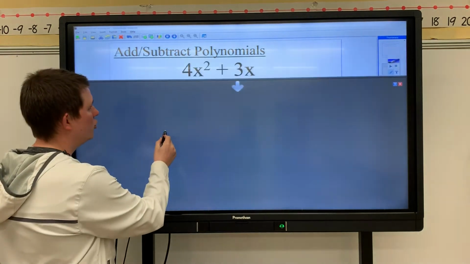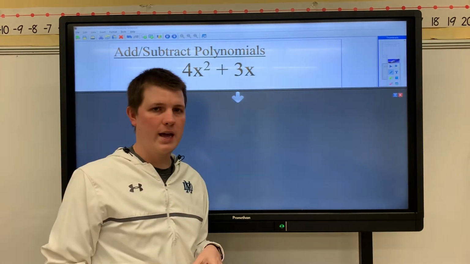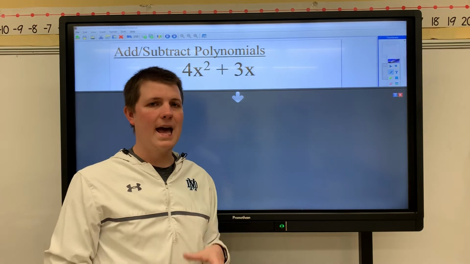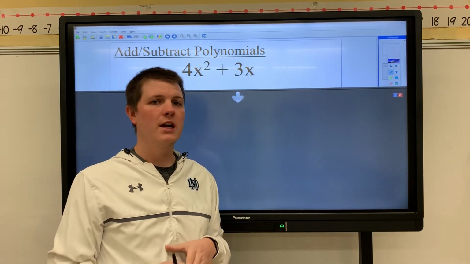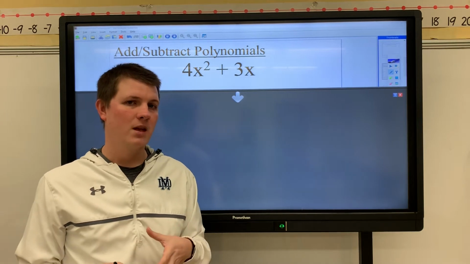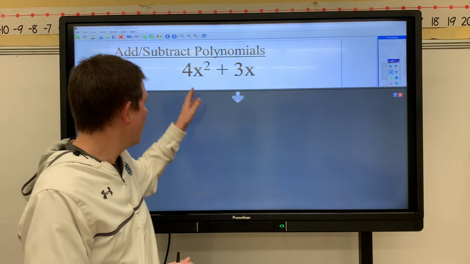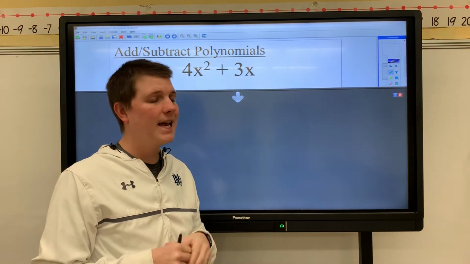So if I have two terms like this, 4x to the second plus 3x. As we know from basic algebra rules, we can only add and subtract like terms together. What are like terms? They are terms that have the same variable, but they also must have the same exponent. So 4x to the second plus 3x. Are they like terms? Can I add them together?